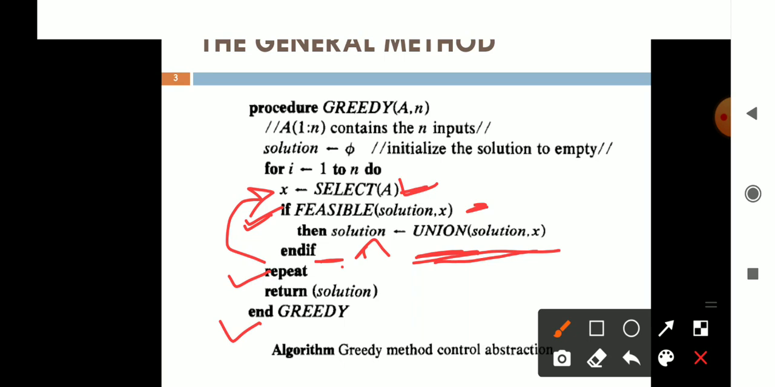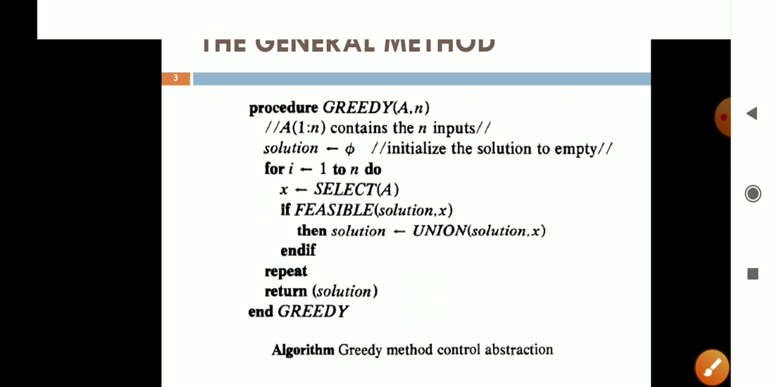We are going to choose multiple inputs here and find multiple feasible solutions, and from those feasible solutions we are going to find one optimal solution for our problem. So that is what the greedy method is.